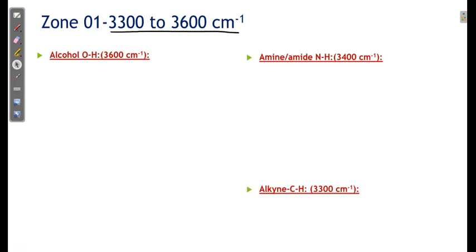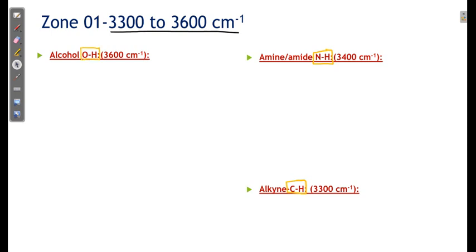This includes alcohol OH, then NH, and one more thing, the alkyne CH. We are more interested here in this bond, and this one, and this one. How to remember this also?